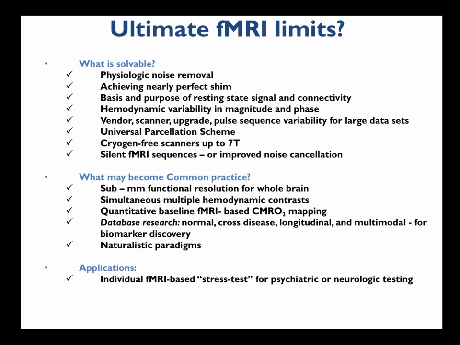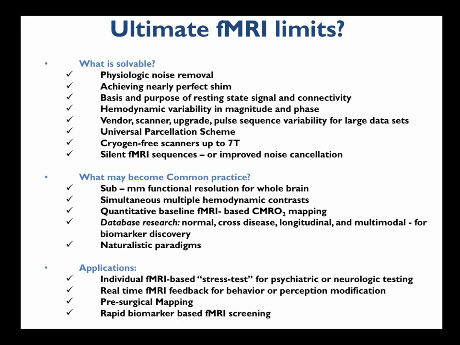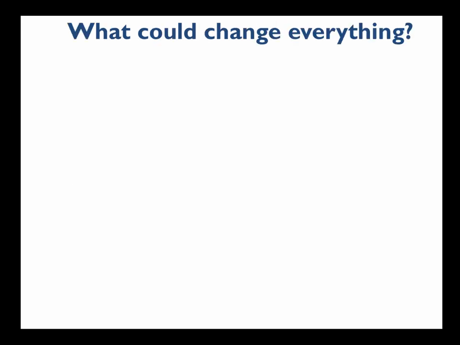We do this in cardiac imaging. You need a stress test. You can benefit from the stress test with individual fMRI as well. Real-time fMRI feedback, I think, will be much more common. And of course, it's used for pre-surgical mapping. And you might have a massive biomarker database for screening subjects as well, for all types of neurologic and psychiatric disorders.